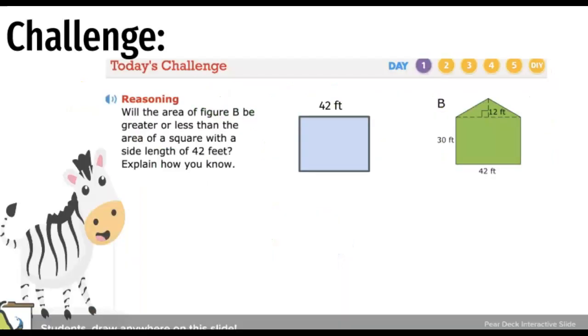But before we start on anything else, I would like to look at the challenging question that we have for today. Will the area of figure B, this one, be greater or less than the area of a square, this one, with a length of 42 feet? When it's a square, the length and the width are the same, so that's why the area of a square will be s to the power of 2.